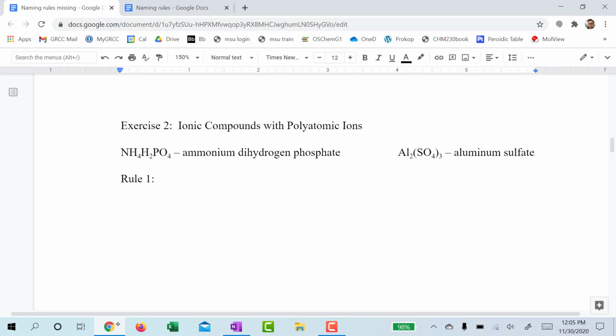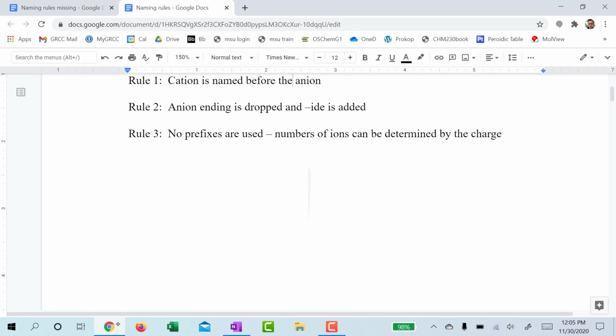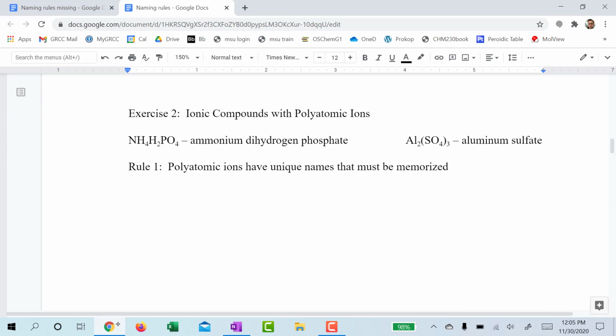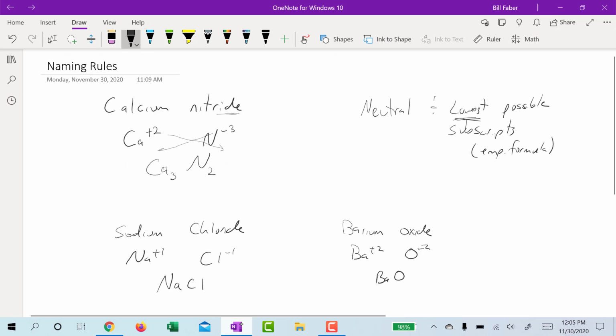You just have to memorize polyatomic ions. Aluminum sulfate, you'd go, well, how would I get that? You just have to memorize it. And that's my rule. It's kind of a crummy rule, but it is that polyatomic ions have unique names and you just have to memorize them. But you treat them just like these other ones.